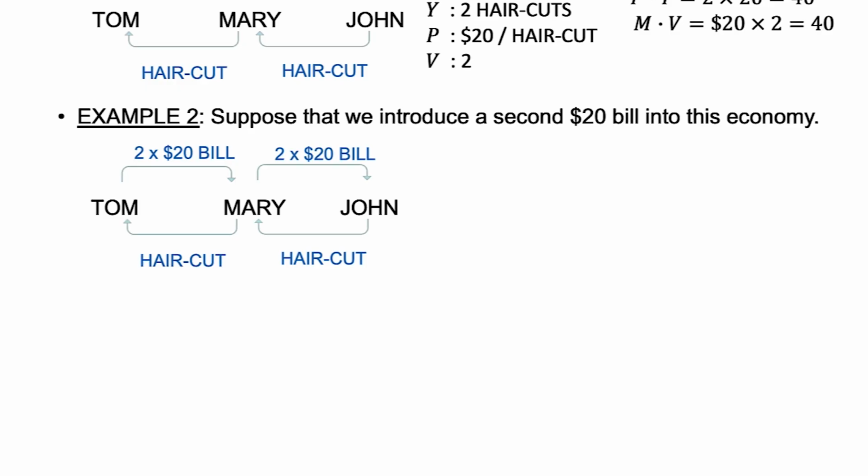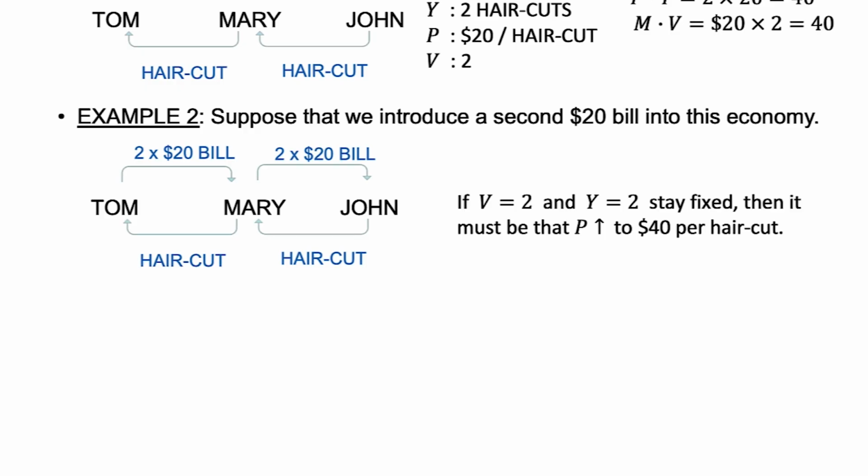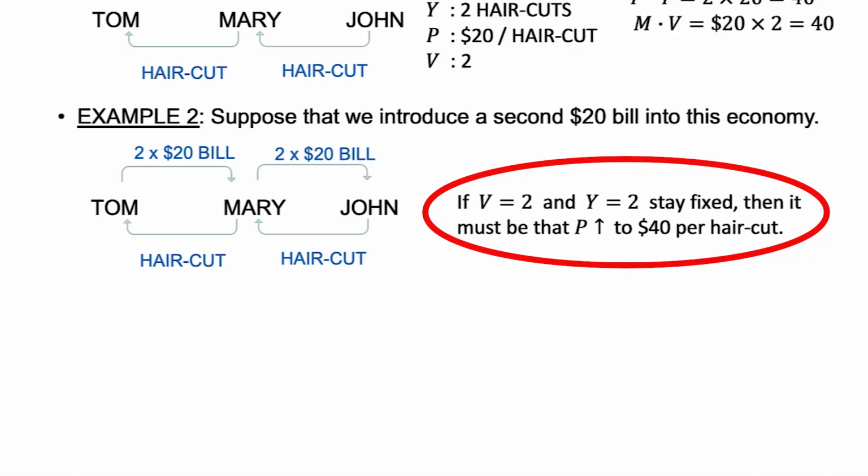Now, since there are more bills in circulation, the only way things add up is that now the haircut is going to cost $40 each. Each bill is still used twice, but we see the only effect is that we double the amount of money in circulation and then we double the price of a haircut.